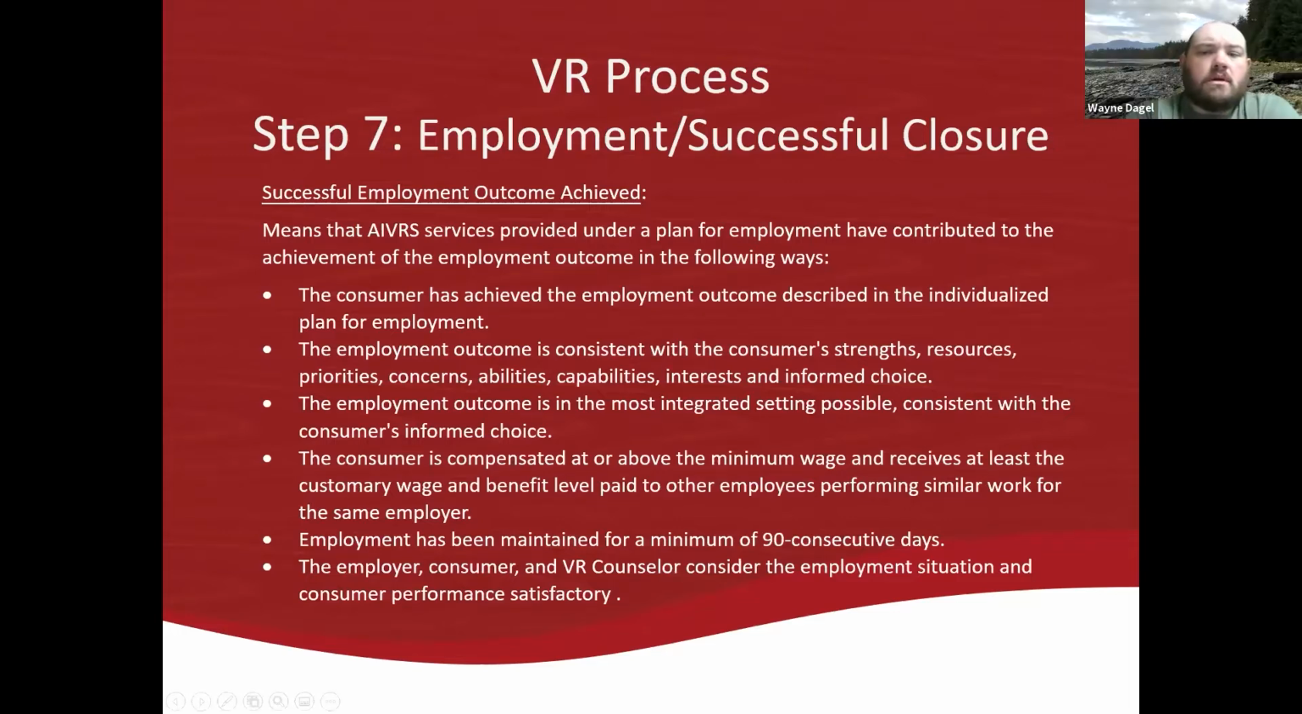So before we move forward, I've got a question for people. If anybody's willing to share, that'd be great. The question I have is, do we have to only count a wage, as in money, when we look at our 90-day successful employment? Because it says here that consumer is compensated at or above the minimum wage and receives at least the customary wage and benefit level. So is it only money that we can look at, or what else can we look at? If somebody from the participants wants to jump on here, that'd be great.